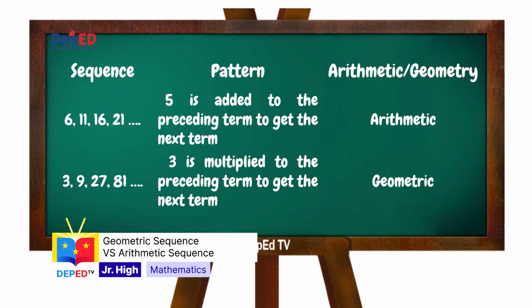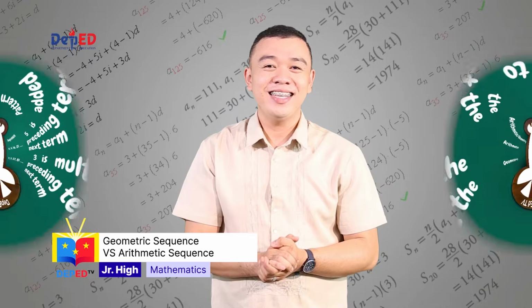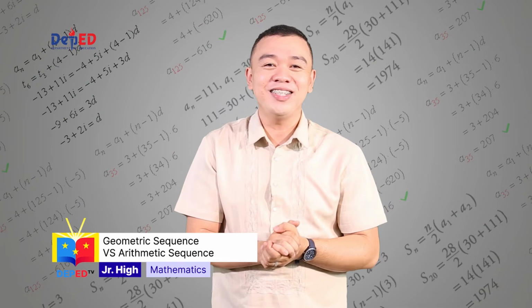Let's proceed to sequence B. 3, 9, 27, 81, and so on. What is the pattern? That's correct. 3 is multiplied to the preceding term to get the succeeding term. And what type of sequence is that? Correct. That is a geometric sequence. Congratulations for a job well done.